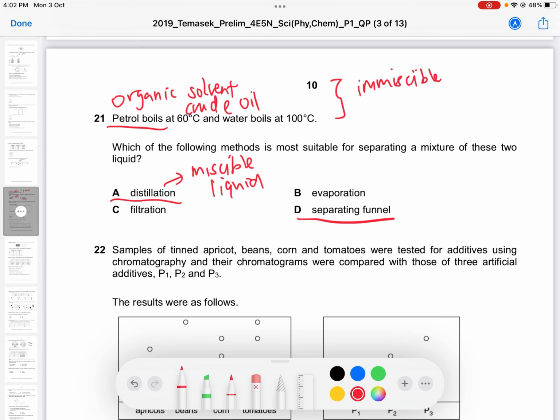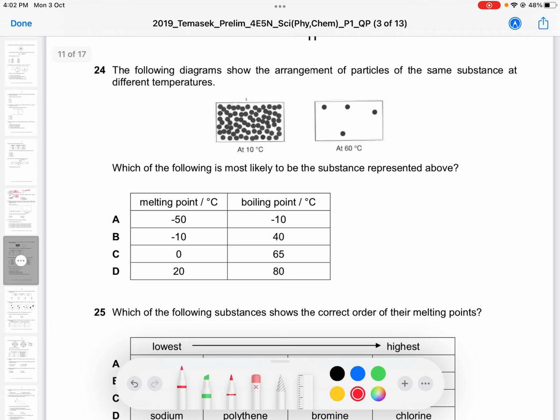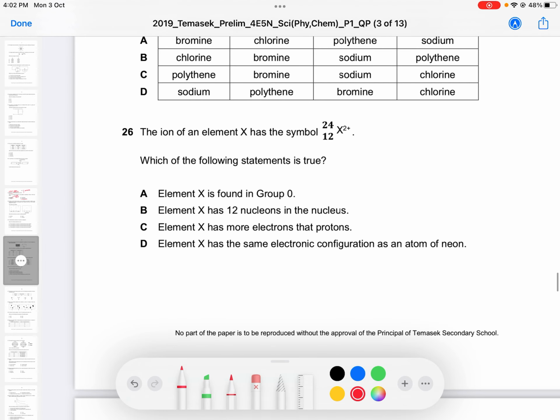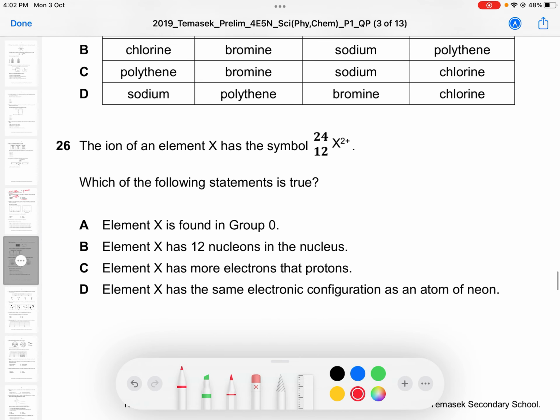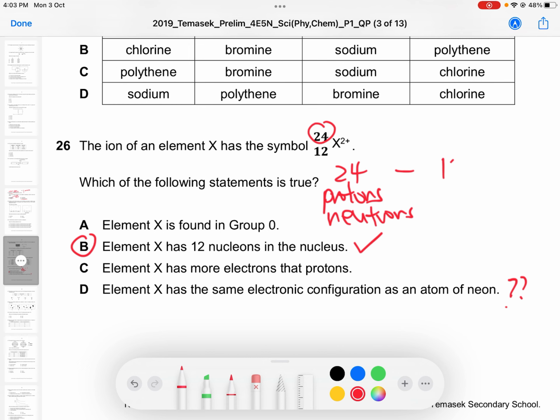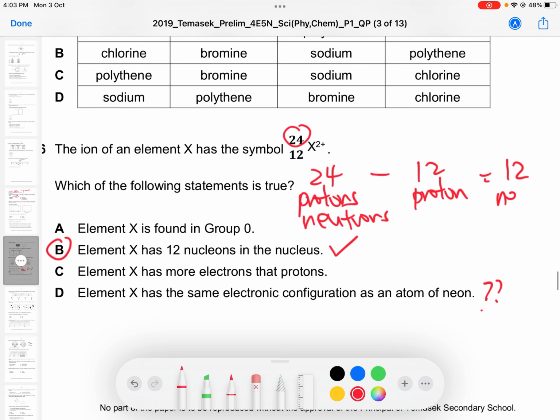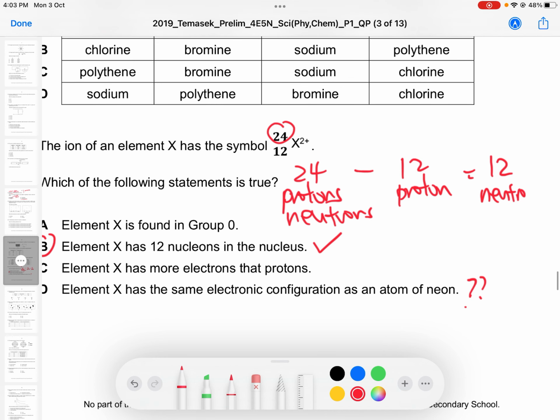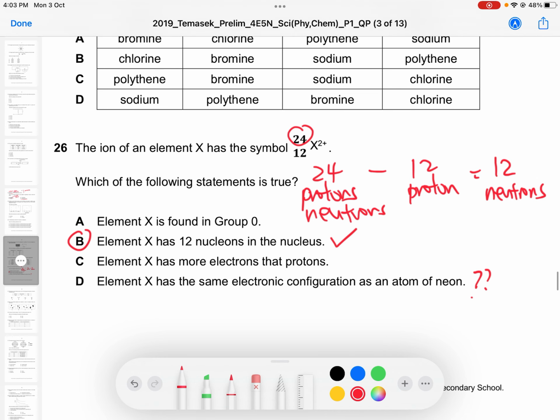The next question I would like to go through is question 6. For this question, 17 of you chose D. The answer is B. B is the correct answer. 24 represents protons and neutrons, and 12 represents the proton number. So the number of neutrons is 12. That's why B is the answer. There are 12 nucleons in the nucleus.